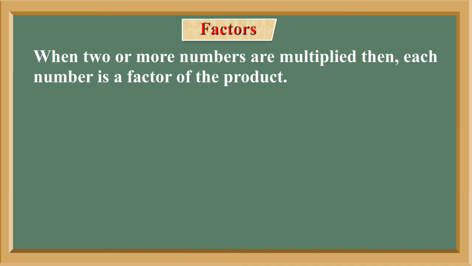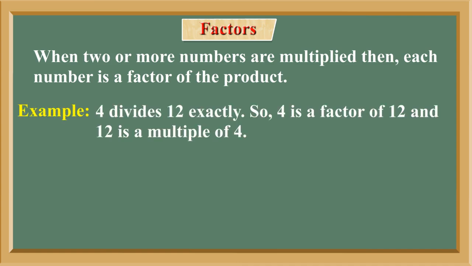Factors. When 2 or more numbers are multiplied, then each number is a factor of the product. Example, 4 divides 12 exactly. So, 4 is a factor of 12 and 12 is a multiple of 4.